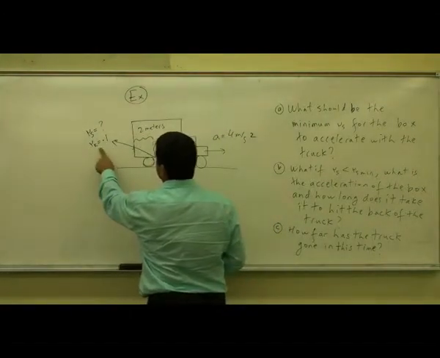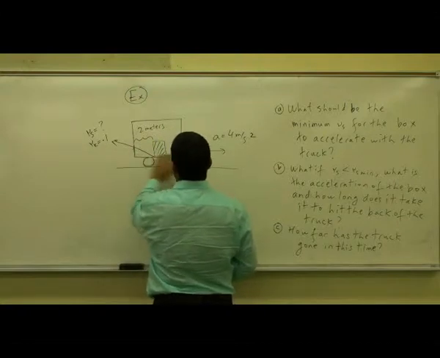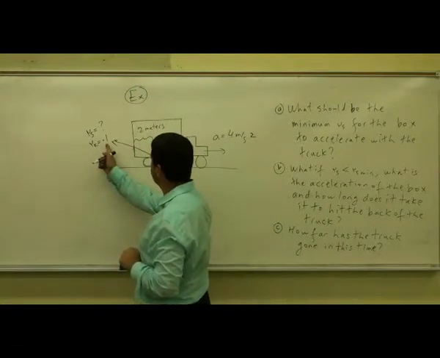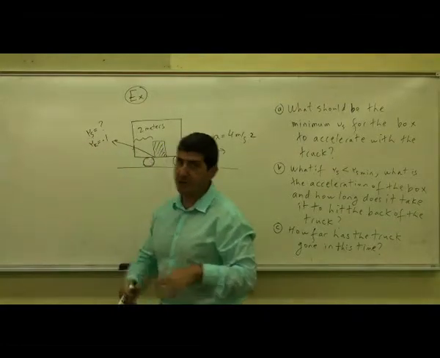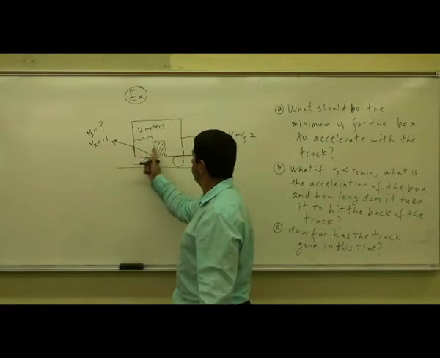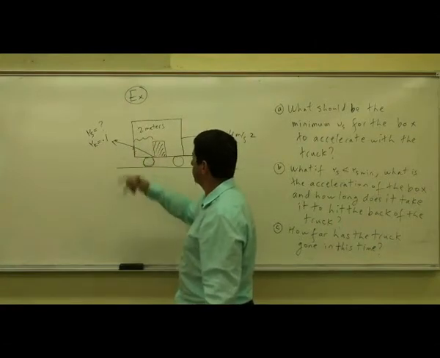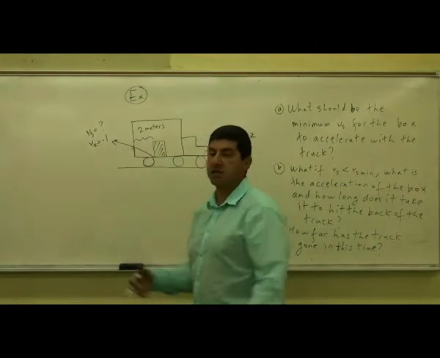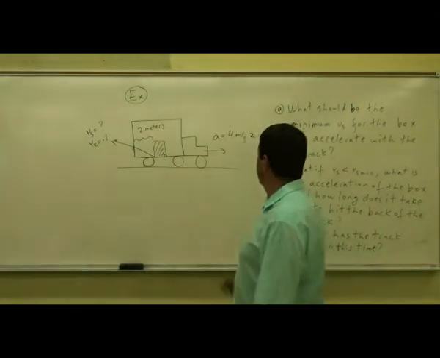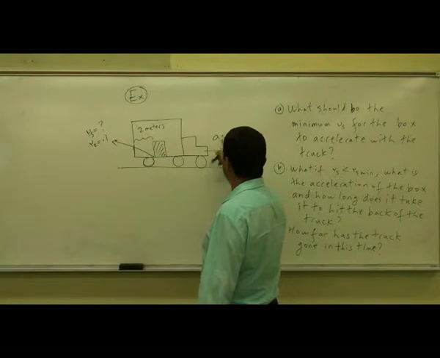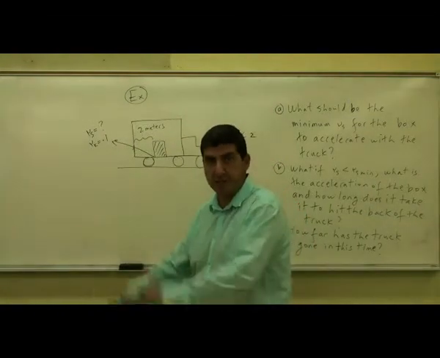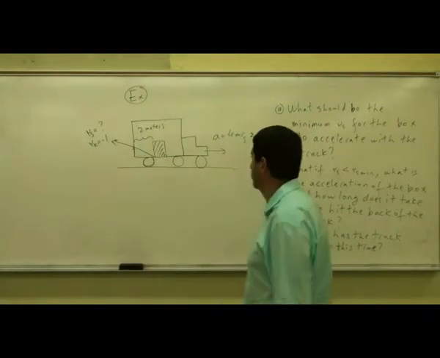Let's say the coefficient of kinetic friction between the box and the truck is 0.1. The coefficient of static friction is unknown. And the distance from the back of the box to the back of the truck is 2 meters. It's kind of like you're moving and you rent a U-Haul or something. Let's say the truck wants to accelerate at a rate of 4 meters per second squared. That's going to be the desired acceleration of the truck.